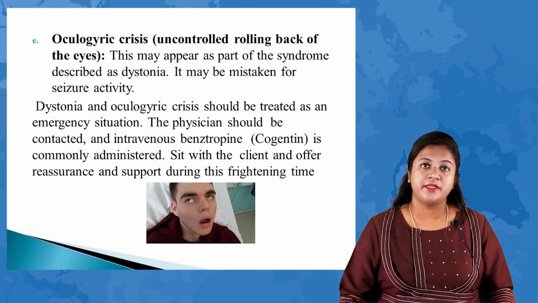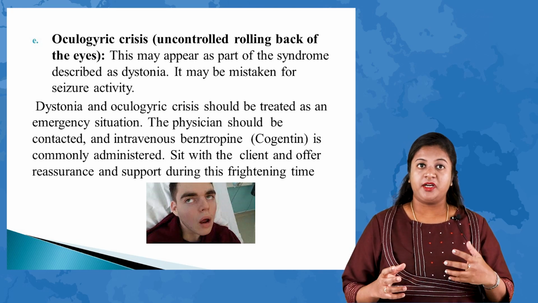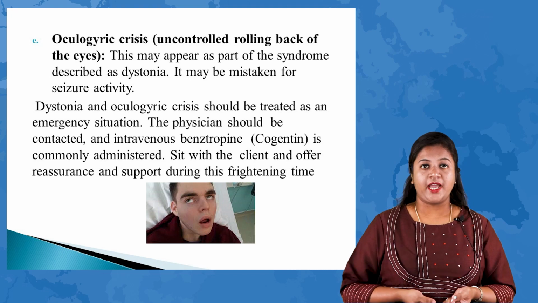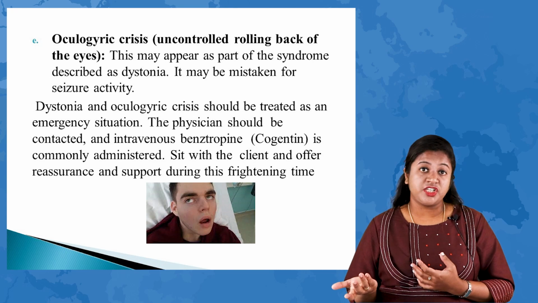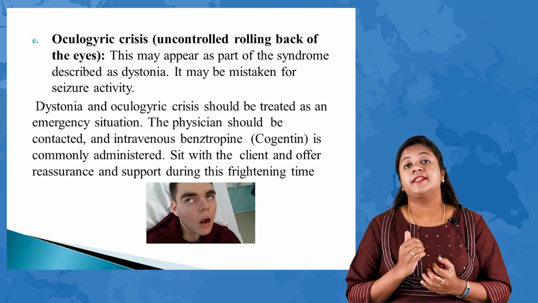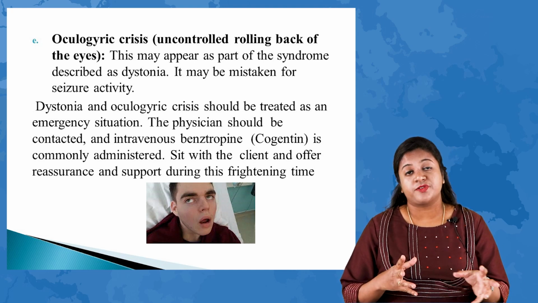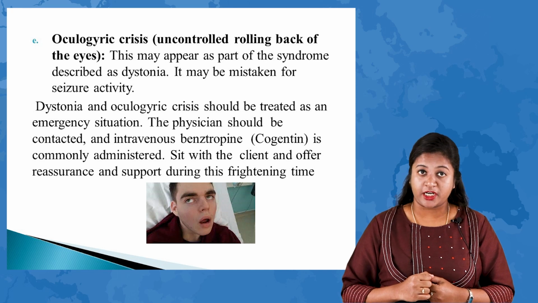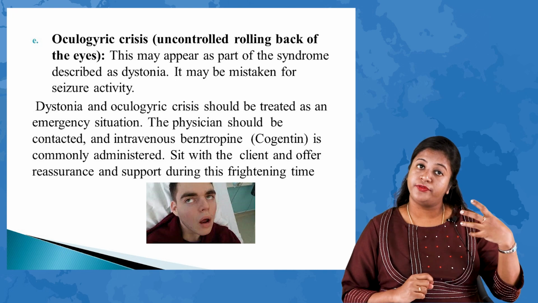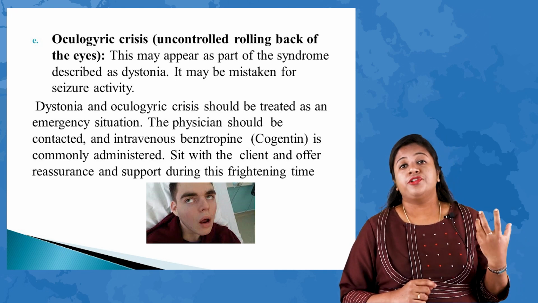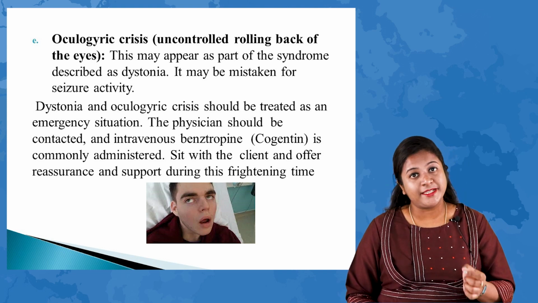The next extrapyramidal symptom is the oculogyric crisis, which is nothing but uncontrolled rolling of the eyeballs. This may be mistaken as seizure activity, but closely monitor if the client is having this rolling back of the eyes when on antipsychotic drugs. Dystonia as well as oculogyric crisis is an emergency situation, so the physician or psychiatrist must be contacted immediately and may start the client on the drug benztropine.